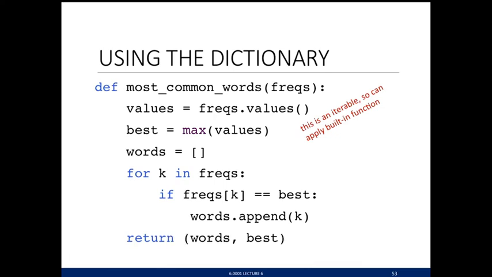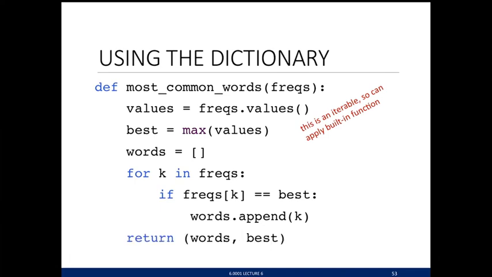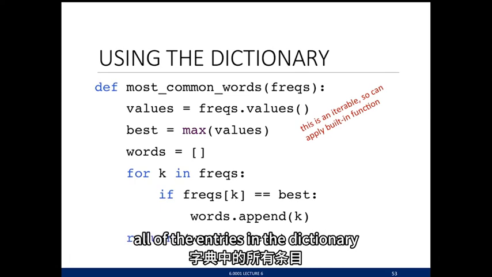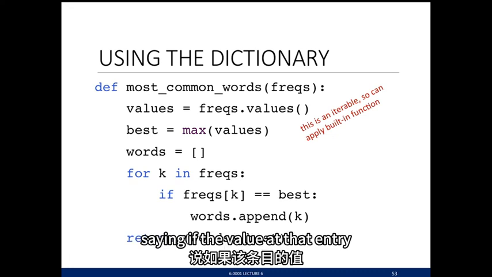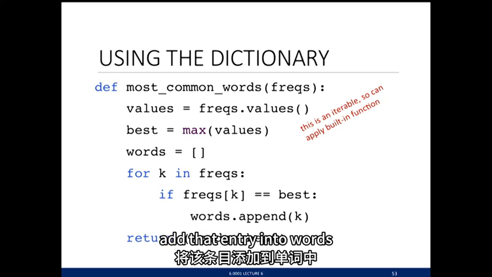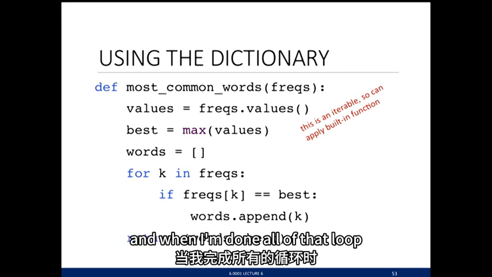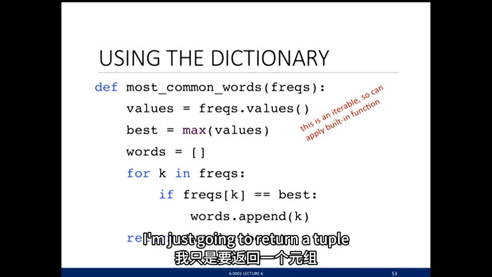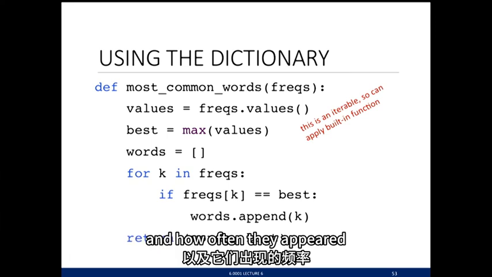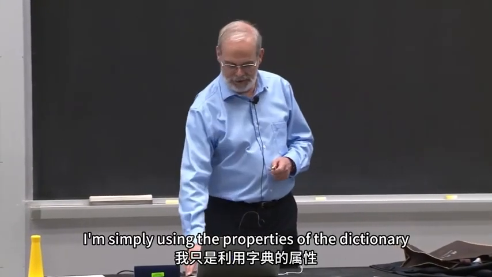Because it's an iterable, I can use max on it, and it will take that iterable and give me back the biggest value. I'm going to call that best. I'm going to set up words to be an empty list, and then I'm just going to walk through all of the entries in the dictionary, saying if the value at that entry is equal to best, add that entry into words. Just append it onto the end of the list. And when I'm done with that loop, I'm just going to return a tuple of both the collection of words that appeared that many times and how often they appeared. I'm going to show you an example in a second, but notice I'm simply using the properties of the dictionary.